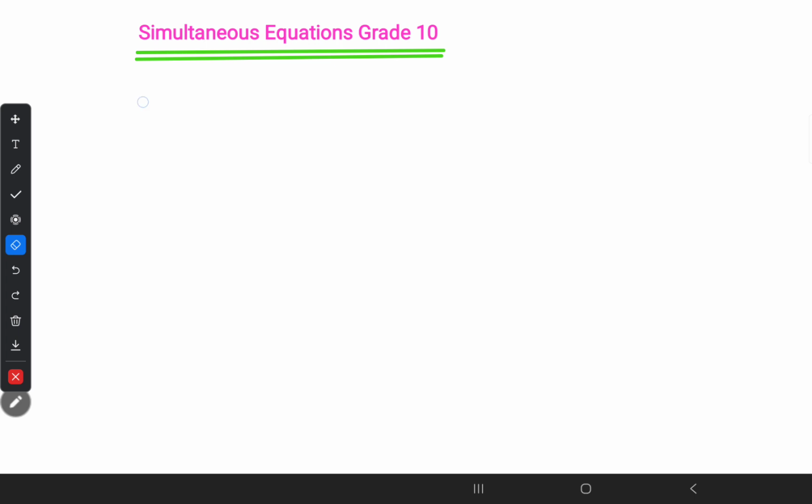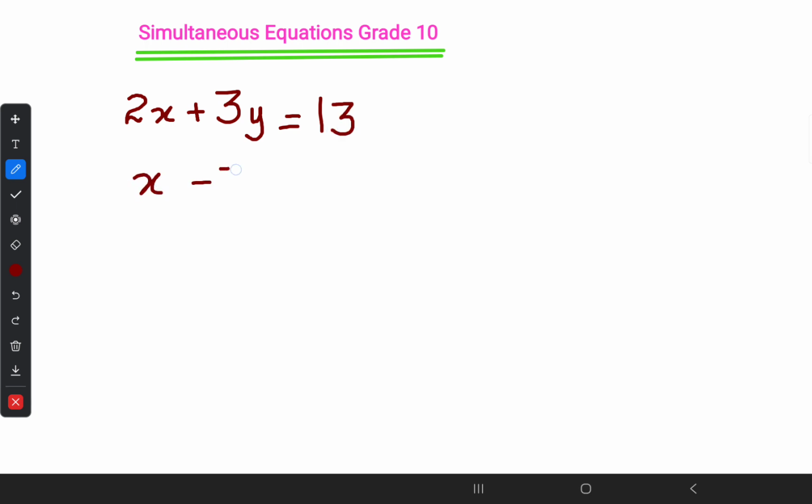For an example, I'll take this: 2x plus 3y equals 13, x minus 3y equals 2. Okay, these are the two simultaneous equations we are having. We are going to solve these two simultaneous equations to find the x and y variables' values separately. You have to find the x variable and y variable separately.